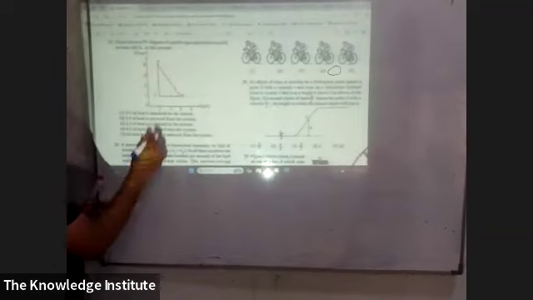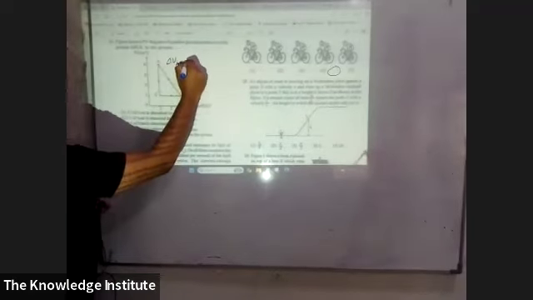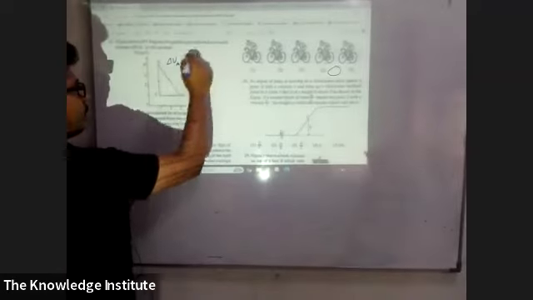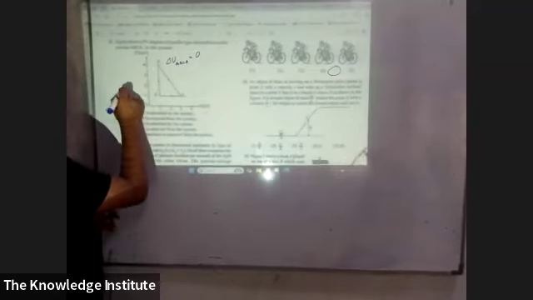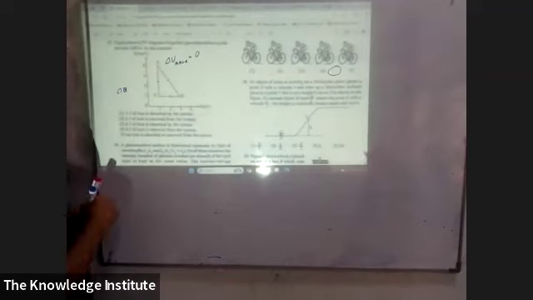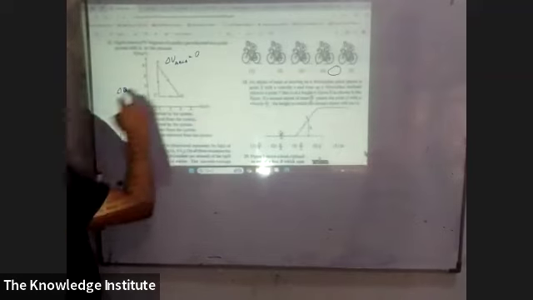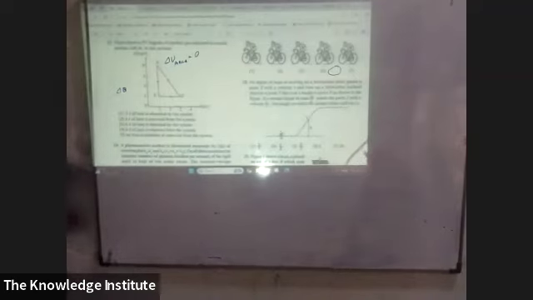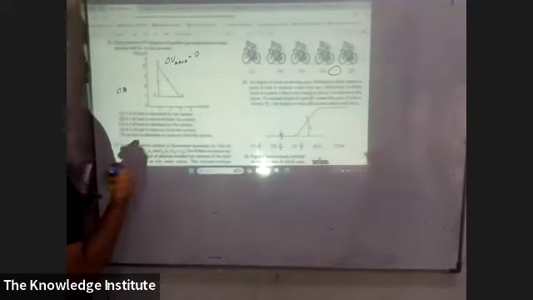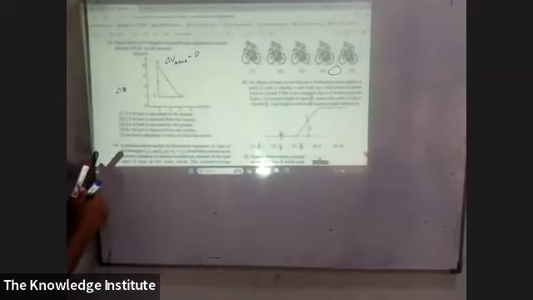So delta U for ABCA equals what? 0. Cyclic process, so it is 0. Here they are referring to heat, that is delta Q, and work done, delta W. How to find work done? Area under the graph. So we want to find it for the entire cycle.